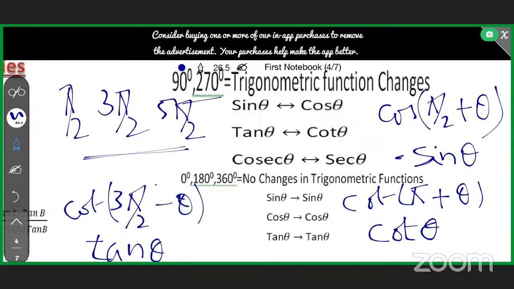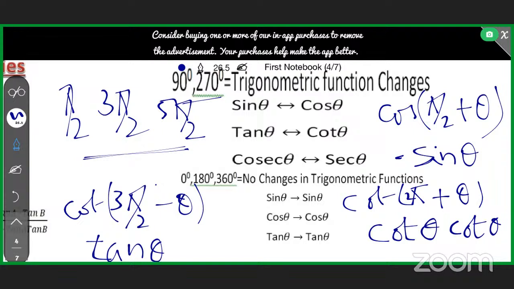For the same thing, I'll take cot of 2 pi plus theta. So what happens? Pi is there, so cot remains cot. 2 pi means 360. My angle is more than 360, that is, it is again entering the first quadrant. Therefore, the sign remains positive. Therefore, cot theta.